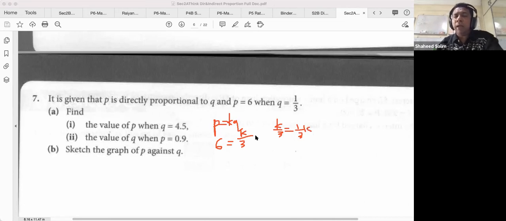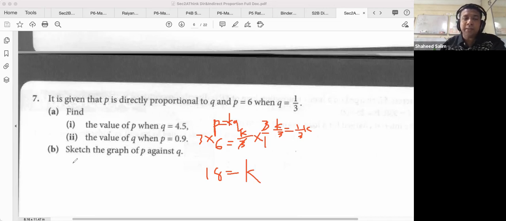So what do I do now? I can get rid of the 3. Right? I times by 3. And then I must times 3 over here. I get, yeah, times 3 over here. So down here I get 18, right? Down here I get K. K equals 18. So my equation is P equals to 18Q. Now you substitute in the value. Okay?